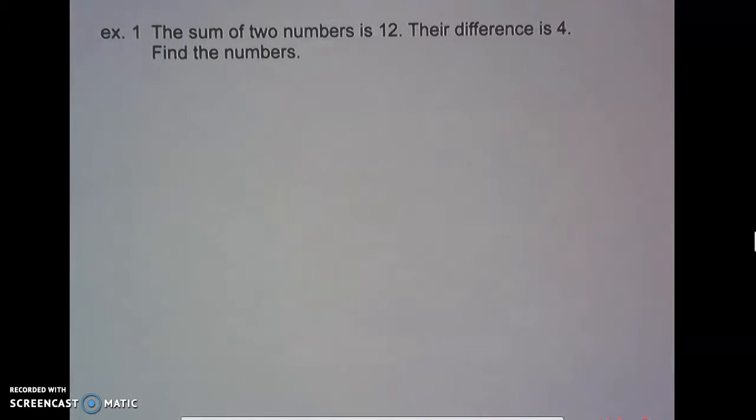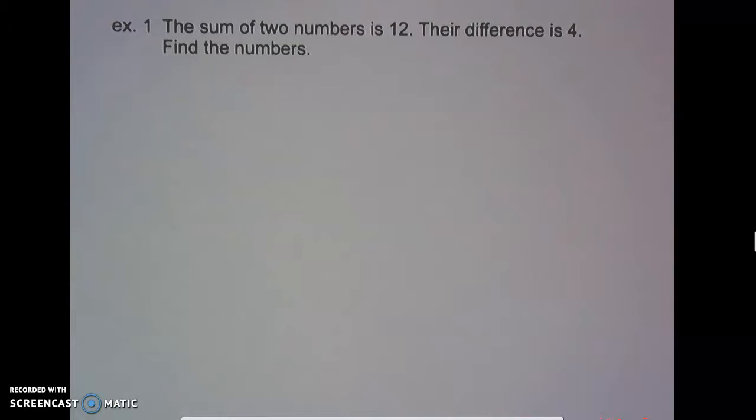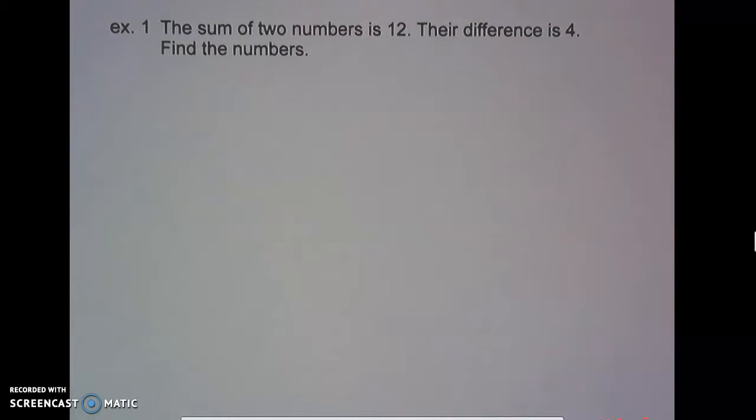So the first one, the sum of two numbers is 12. Their difference is 4. Find the numbers. So what we want to make sure we're doing is reading that and figuring out what two things, since we ultimately have two variables, what two things we're going to be looking for. Okay? So the sum of two numbers. Do I have any idea what those two numbers are?